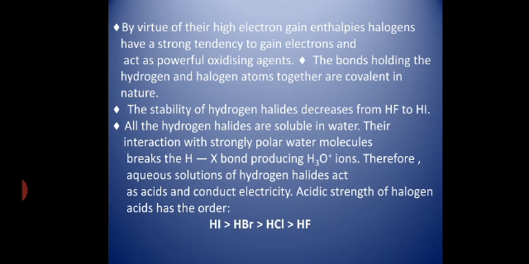The halides of the metals having low ionization energies are ionic in nature and possess high melting and boiling points. For example, alkali metals. While the halides of metals having high ionization energies are covalent in nature and possess low melting and boiling points.